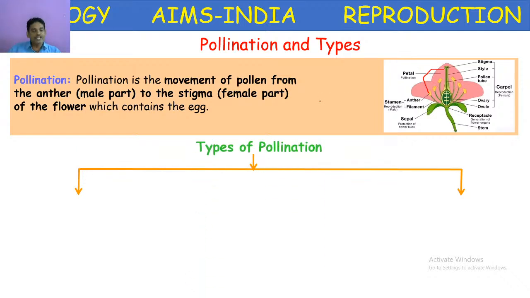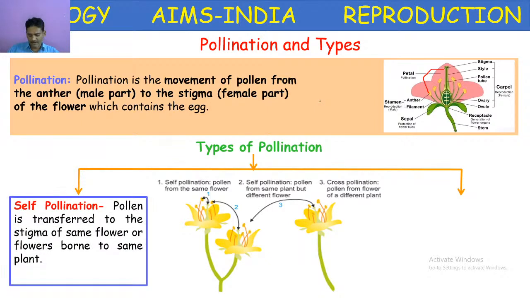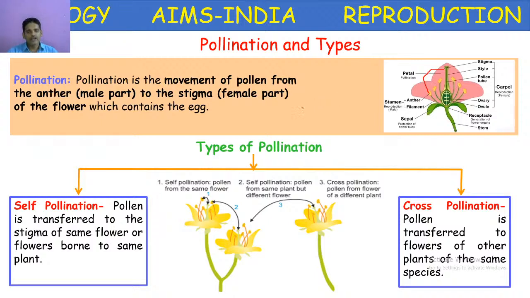The types of pollination are of two main types. One is self-pollination and the second one is cross-pollination. Let us see the difference between self-pollination and cross-pollination. Here, one plant is showing two flowers. Number one, self-pollination, and number two also self-pollination. In the first category, the transfer of pollen is taking place from the anther to the stigma of the same flower.